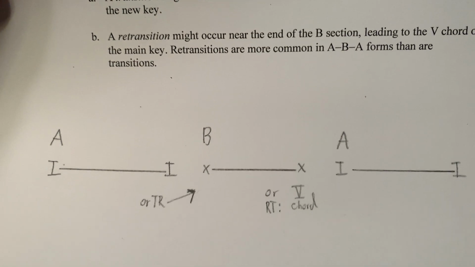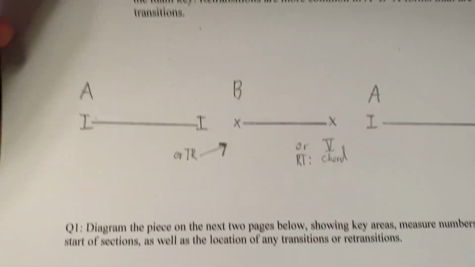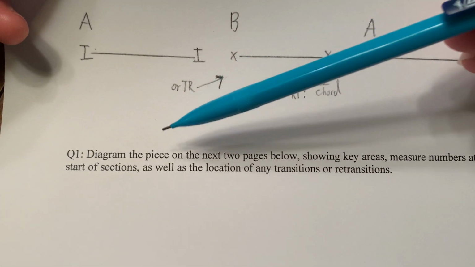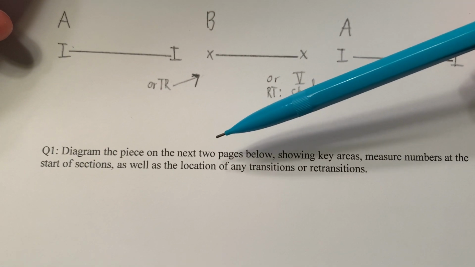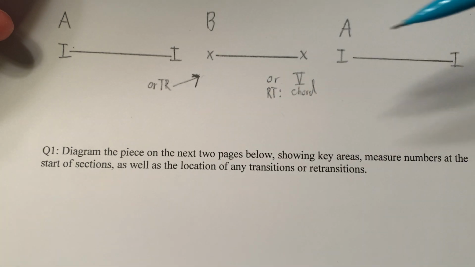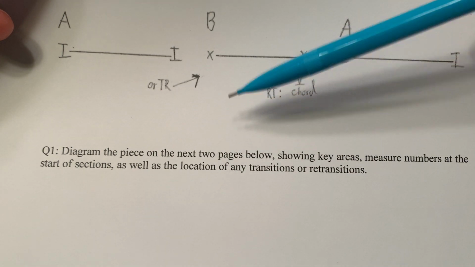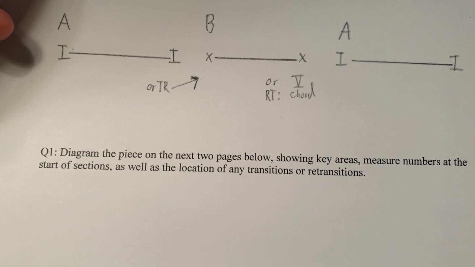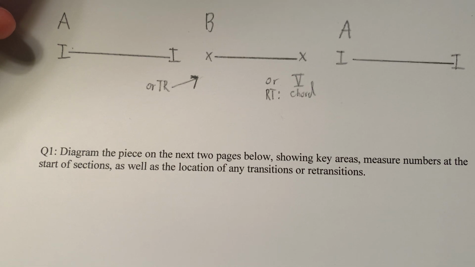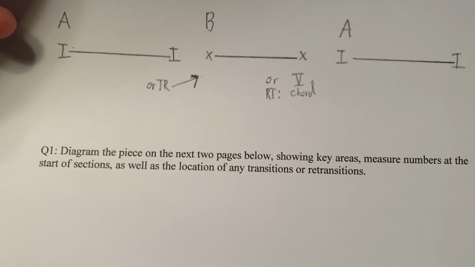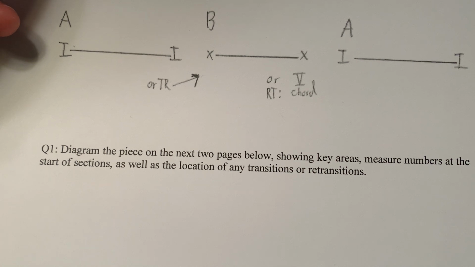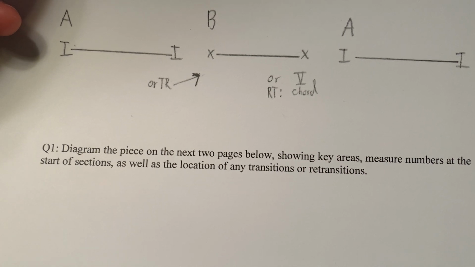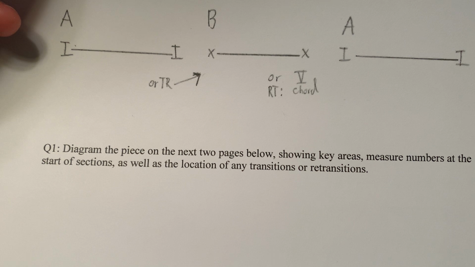All right, now that we've talked about the basics, that's the most basic one. Let's do a little analysis now. On the next 2 pages, you're going to find a piece by Brahms. So this is page 2 and 3. Take those out. What I want you to do is give me just a basic diagram of the piece, showing the key areas, the measure numbers where the start of sections happens, as well as be on the lookout to see if there's any transitions or retransitions. Put those in your diagram as well, where those begin. You will encounter some of them here.